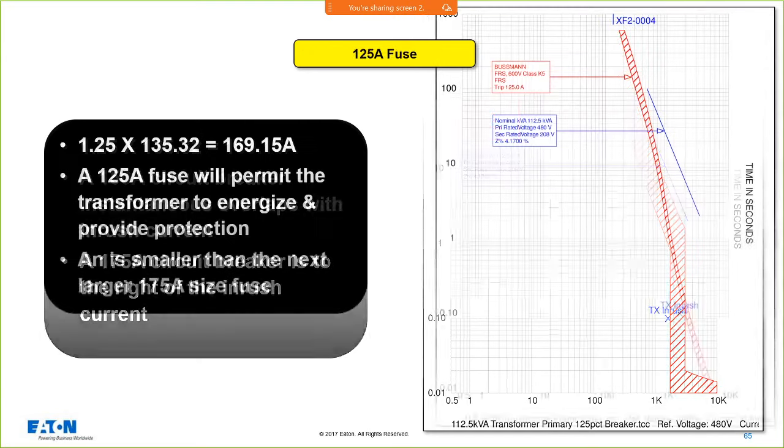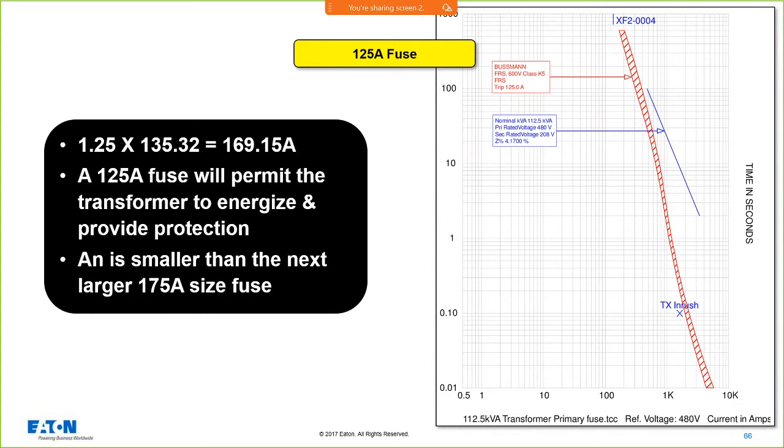If I take that same philosophy of 125%, I could actually use a 125 amp fuse, which is much less than what I could have done. I could have put a 175 amp fuse there, but I plotted the FRS class K5 125 amp fuse, and it fits nicely, and it provides very nice protection for that transformer, and will still let my inrush current flow. So I could use a 125 amp fuse instead of 175 amp. So you think, hey, that's even better.